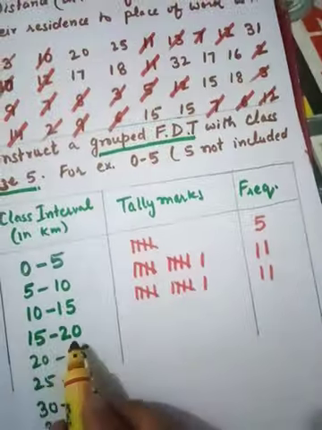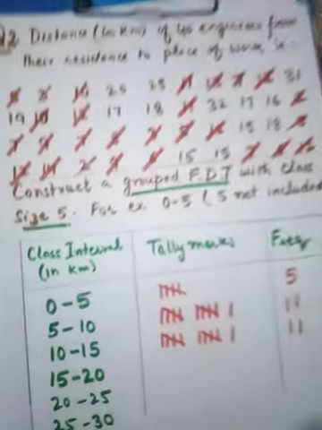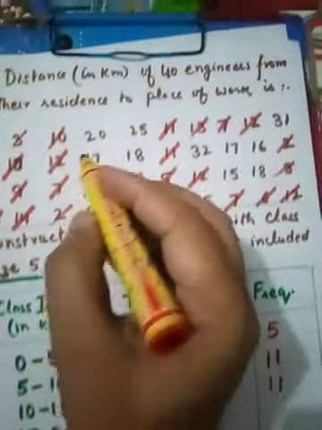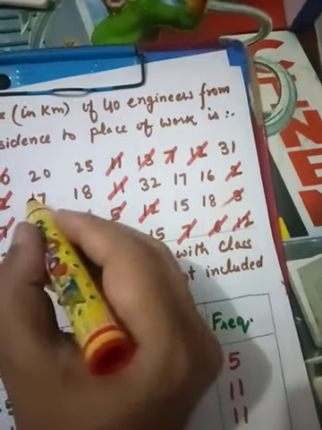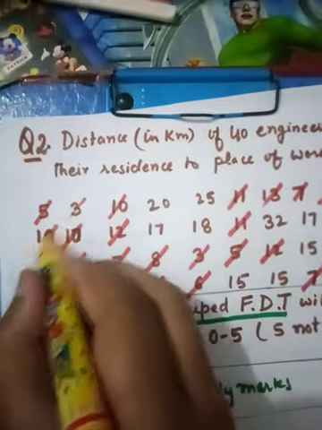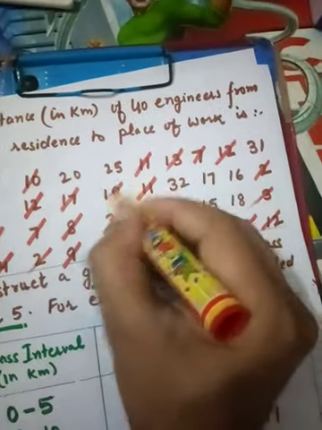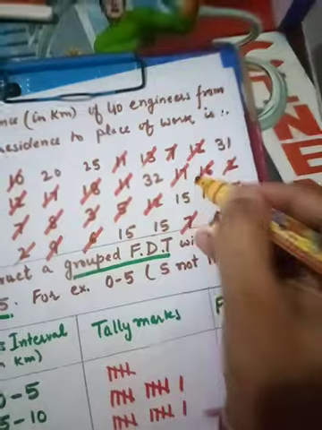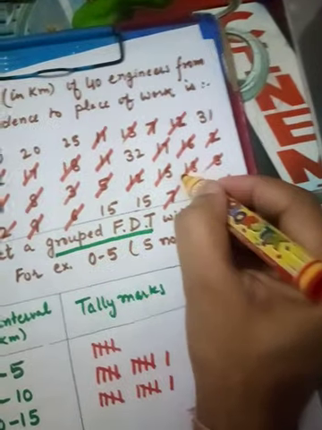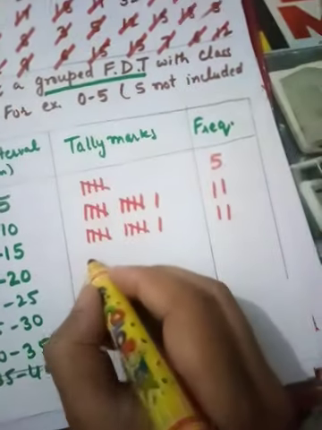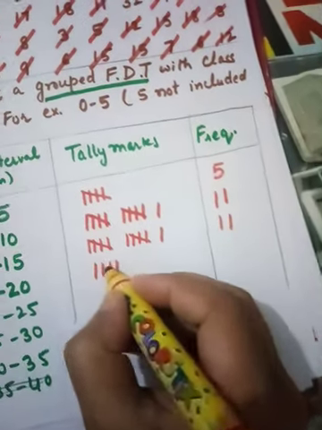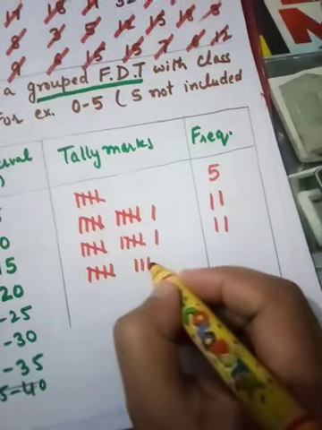Next, 15 to 20. Means 15 is counted, 20 will not be counted. So let's have there 15 to 20. So this is 19 is 1, 2, 3, 4, 5, 6, 7, 8, 9. So 9. Alright. Now next is 20 to 25.